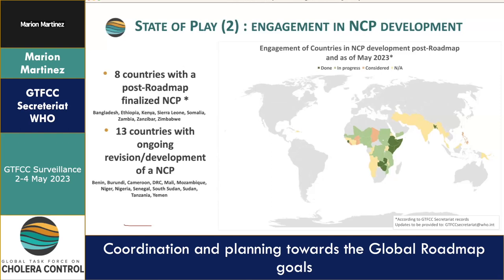So again, just trying to explain the filters we've used and how we've built that map. Among the 13 countries with ongoing revision or development of an NCP, we have Benin, Burundi, Cameroon, DRC, Mali, Mozambique, Niger, Nigeria, Senegal, South Sudan, Tanzania, and Yemen.